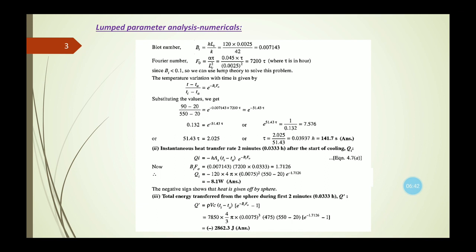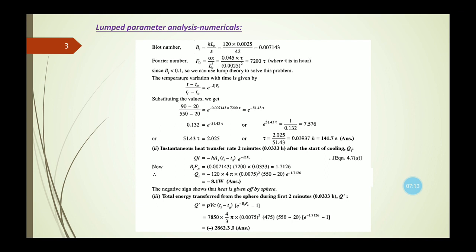We first calculated the value of the characteristic length so that we can find the value of the Biot number. After that we calculated the value of the Fourier number so that we can put the Biot number and Fourier number in the equation of the lumped parameter analysis. Then, using that equation, we calculated the value of the time.